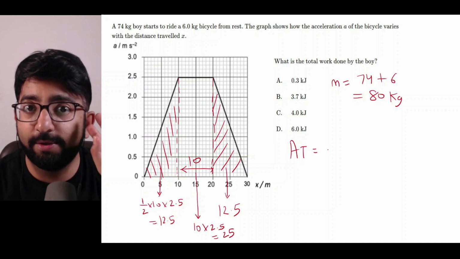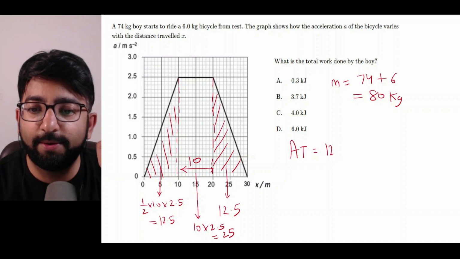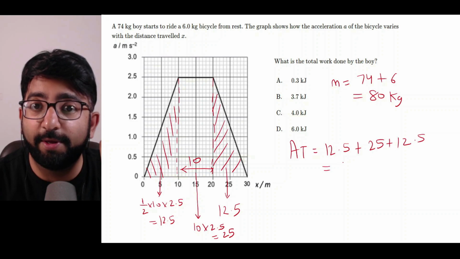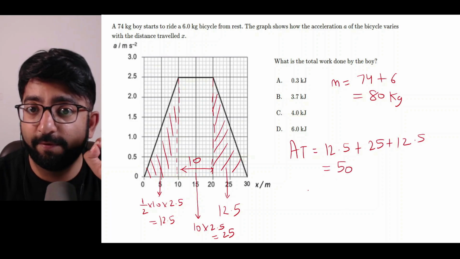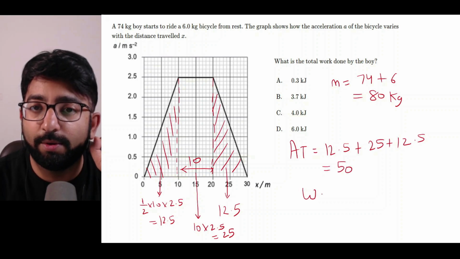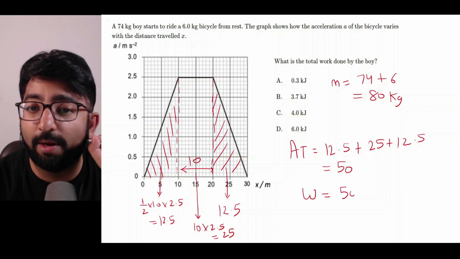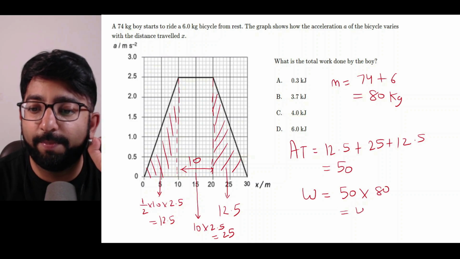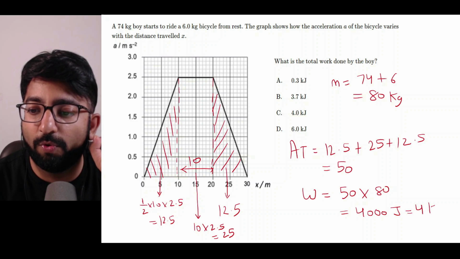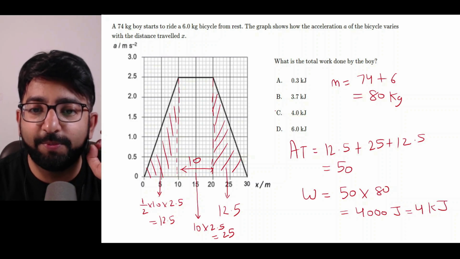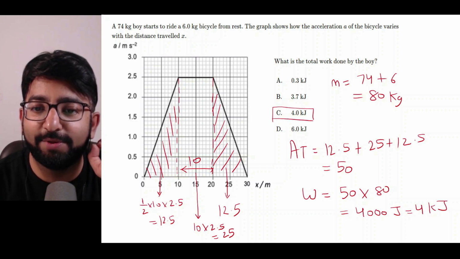So we have 2 triangles and 1 rectangle. So we'll write 12.5 plus 25 plus 12.5, which comes out as 50. So the area under the graph is 50. Now we can figure out the work done by multiplying this area with the total mass, which was 80. So 50 into 80 will be 4000 joules, which can be written as 4 kilojoules. Hence, option C is the answer to this question.